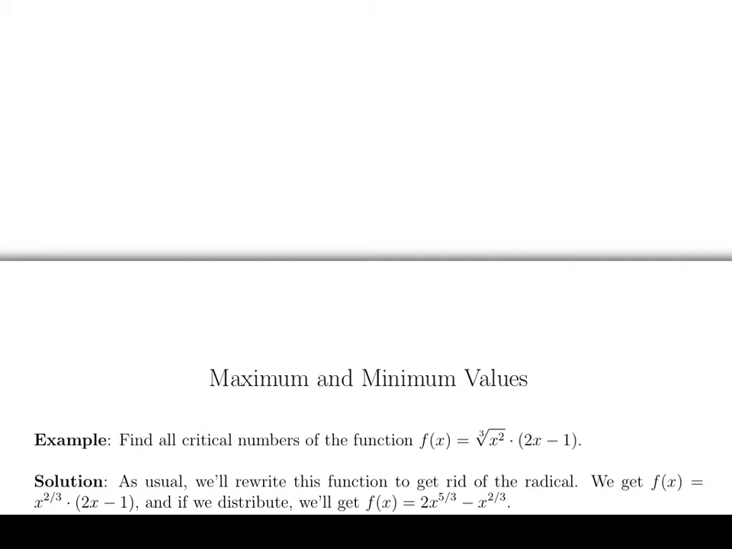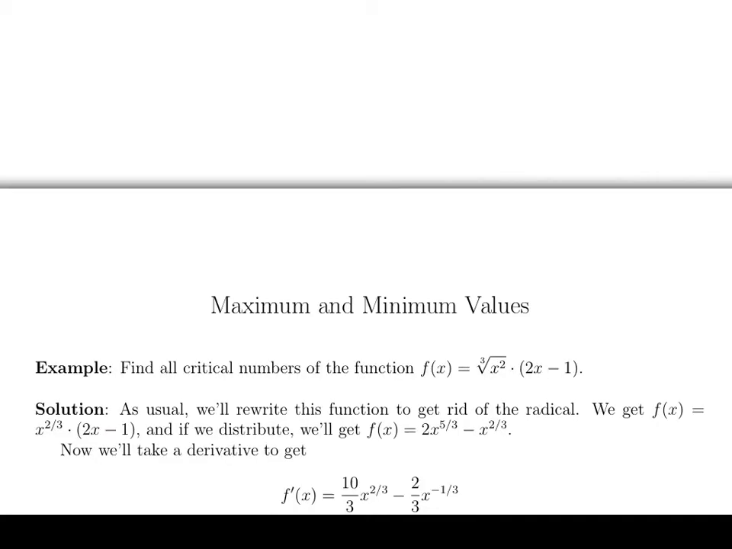So now we're going to take a derivative. Up to this point, it was just a little bit of algebraic manipulation. So if we take a derivative, we're going to get f prime of x equals 10/3 x to the 2/3 minus 2/3 x to the minus 1/3. So this is just using the power rule to go from here to here. Make sure you double check that calculation also.